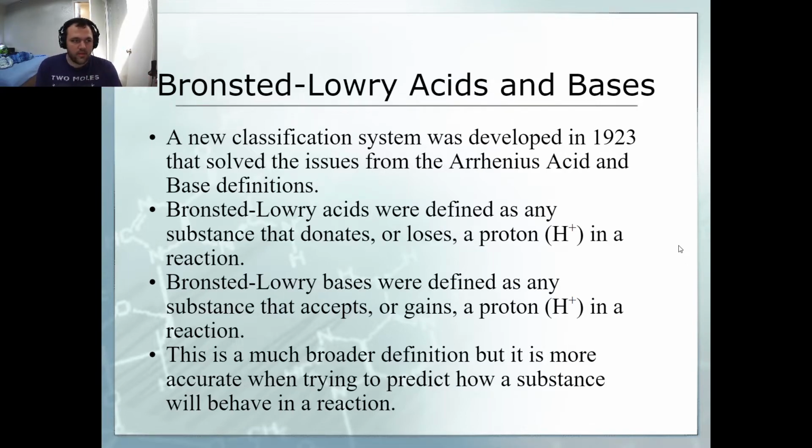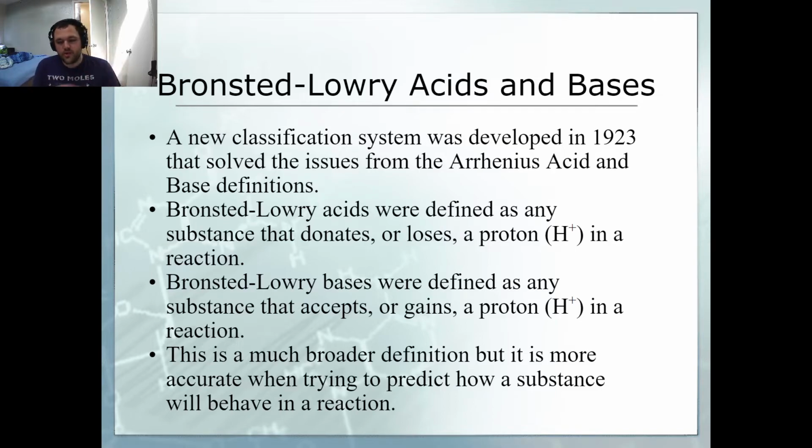The guys that came up with this were Bronsted and Lowry, and their definition was any substance that donates or loses a proton in a reaction is an acid. So it doesn't have to be dissolved in water. All it has to do is lose a proton or an H plus ion in a reaction, and that's an acid. And then instead of defining the bases as things that create OH minus ions, they said whatever is taking that proton and accepting it is the base.